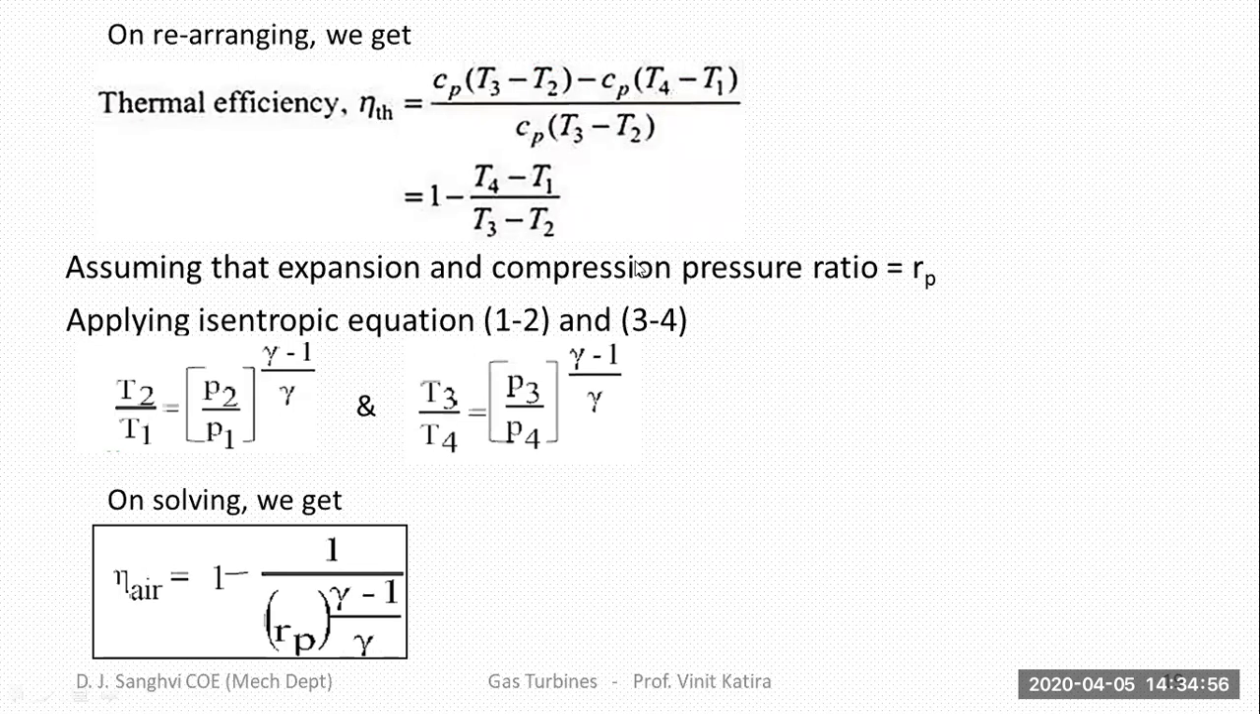So again, if we write in terms of the pressure ratios, which is your P2 by P1, which is given as RP, we can get the efficiency of a simple gas turbine power plant as 1 minus 1 upon RP raised to (gamma minus 1) by gamma. This is a fairly simple derivation. You can just refer to any book. You will get this derivation.